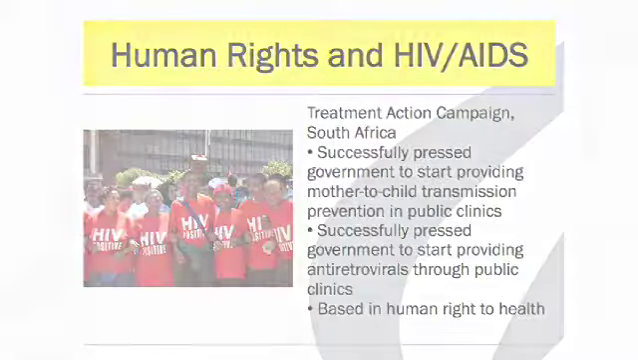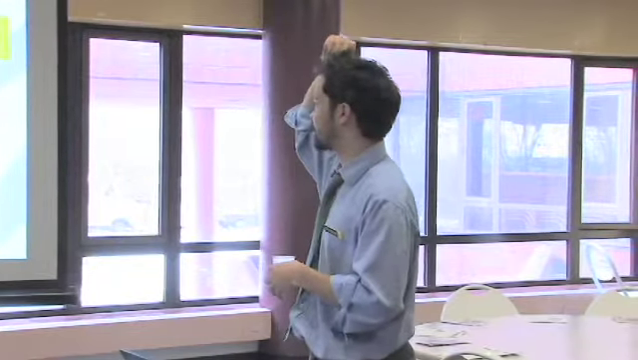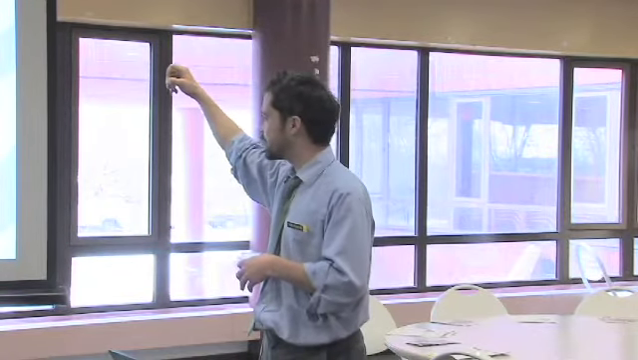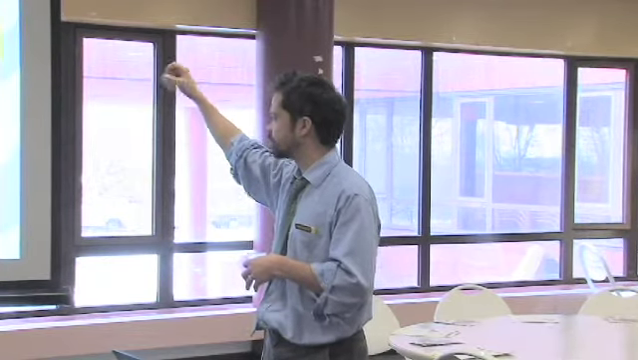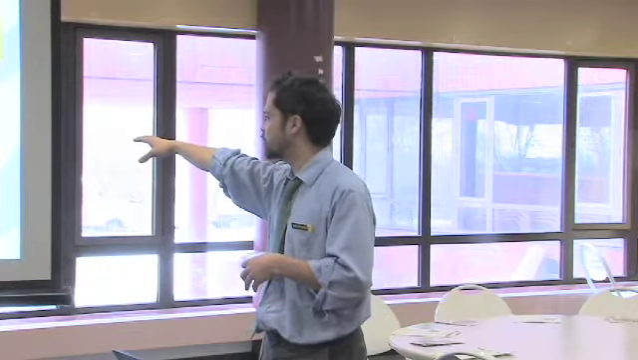So the Treatment Action Campaign is a group in South Africa. Others probably know more about this than I do. But over the course of the last several years, they've successfully pressed the South African government to start providing mother-to-child transmission prevention in public clinics, and to start providing antiretrovirals through public clinics. Generics are a huge issue there, of course. It involved procurement of lots of generics and making that available. And the South African government was very reluctant to do that at first.